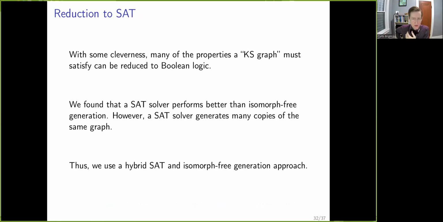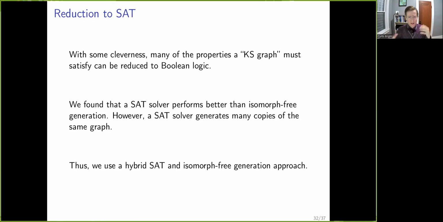I was thinking, okay, we should be able to use a SAT solver on this sort of problem. So with some cleverness, I sat down and translated the properties that a KS graph must satisfy into Boolean logic. Then Brian implemented that reduction, and we have a program which generates the constraints, throws them at a SAT solver, and sees what happens. As a researcher in SAT, you never know how the SAT solver is going to perform, right? I had some insight that maybe this would be a good thing, but who knows? Sometimes it works, sometimes it doesn't. It turned out to actually work really well.